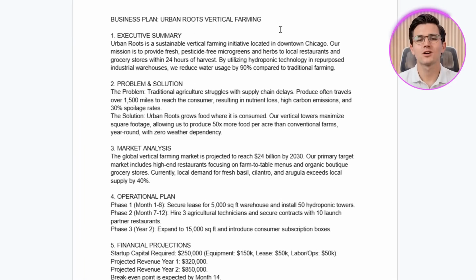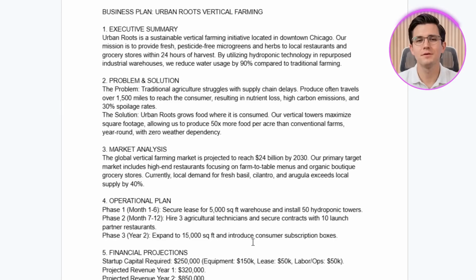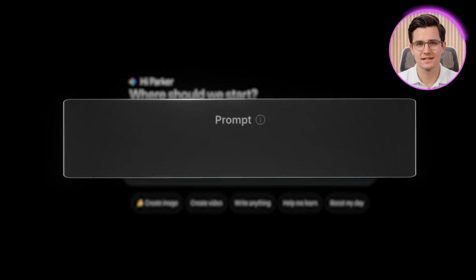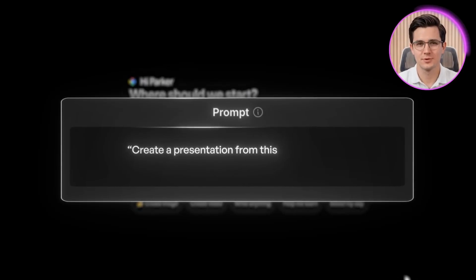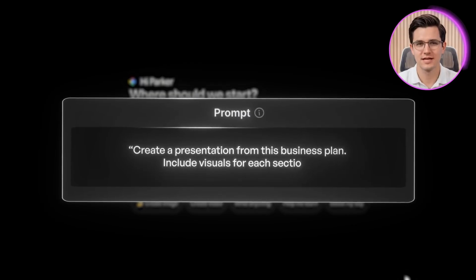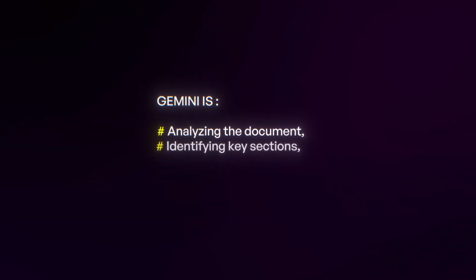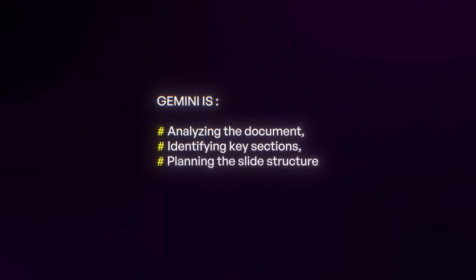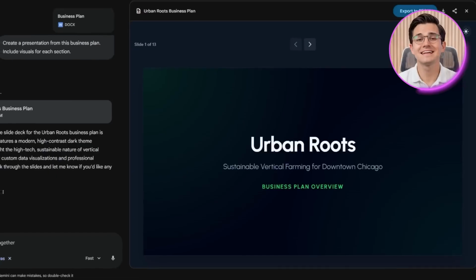It's pretty boring. It has all plain text, lots of white space, and very basic formatting. Now I'll tell Gemini this: Create a presentation from this business plan, include visuals for each section, and press enter. Watch this. Gemini is analyzing the document, identifying key sections, planning the slide structure, and generating visuals in real time. And let's take a look at the result.